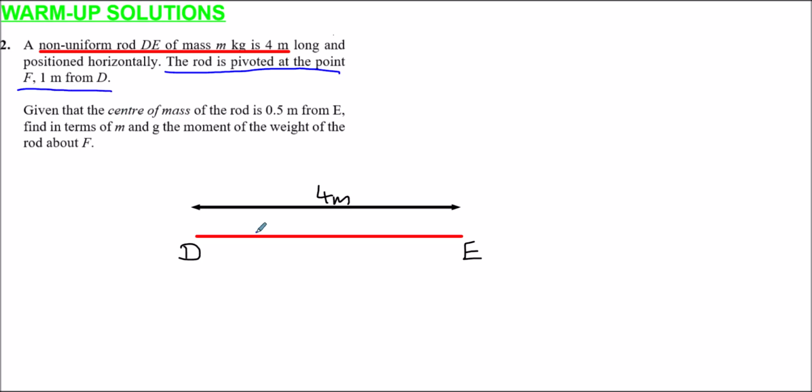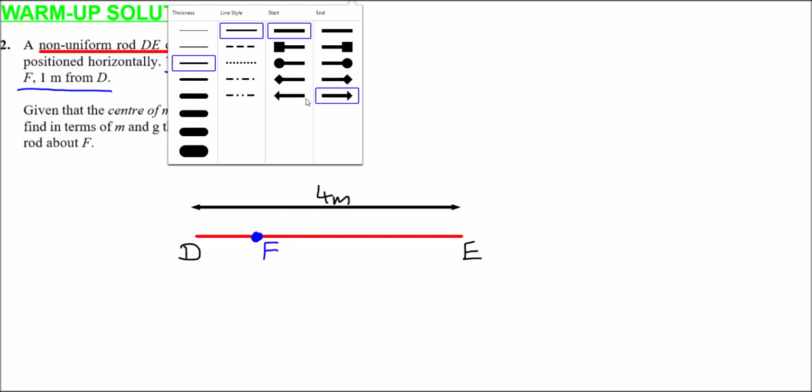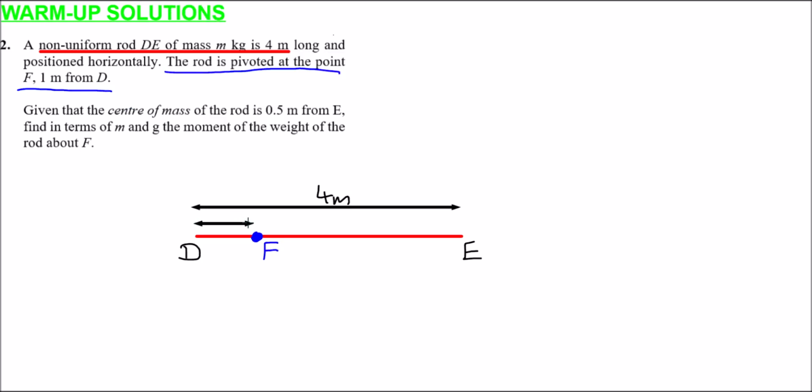So I'll just draw in here that this is F. And then I'll include that this is 1 metre away from D. Add in all the information you can, even if it makes the diagram look a bit crowded. If the diagram looks too crowded, get into the habit of doing a nice big diagram to make it less crowded looking.